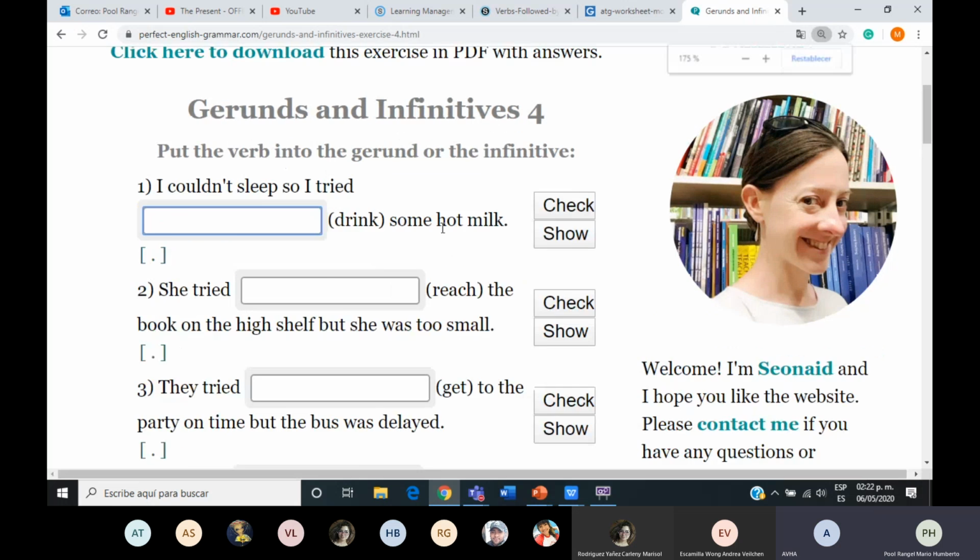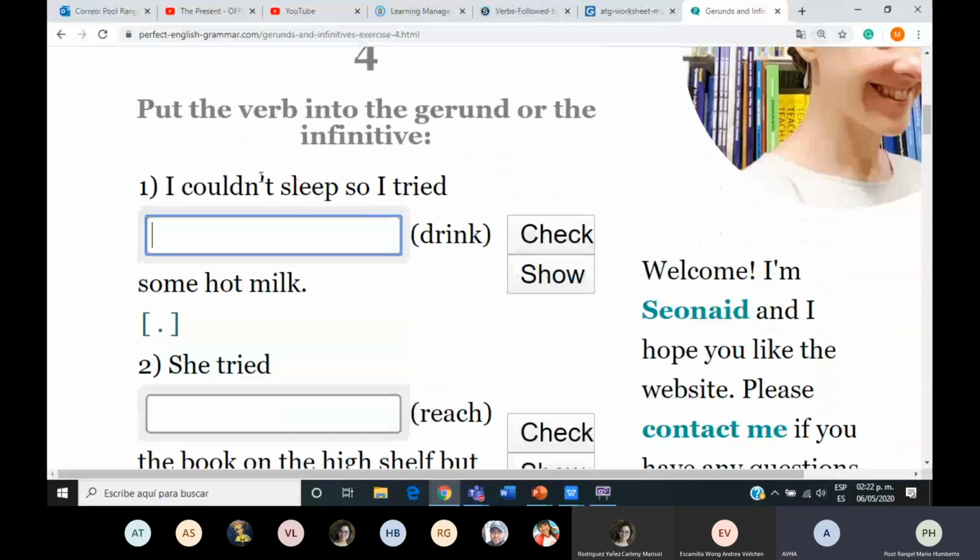I'm going to make it a little bit bigger. Let's see if you can see it like this. It says, I couldn't sleep. So I couldn't sleep. So I tried drink some hot milk. So I try to drink or I try drinking some hot milk. To drink.